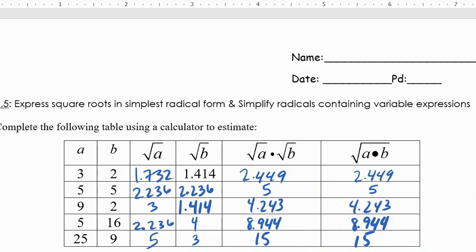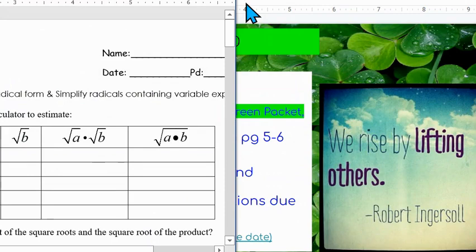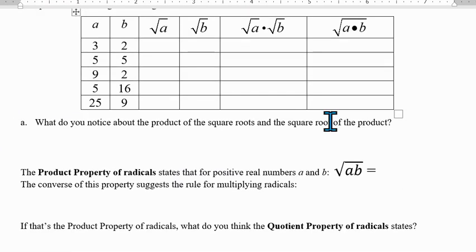Okay, so you can go ahead and put your computers away. We won't need those anymore. And let's go to our notes. And there we are.